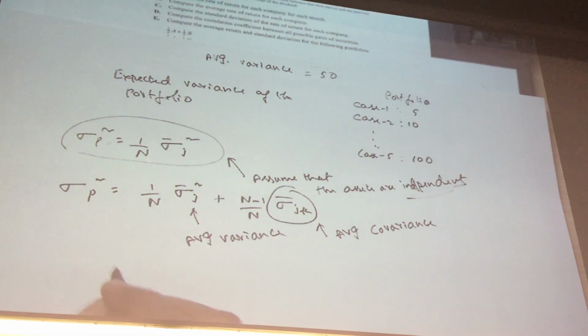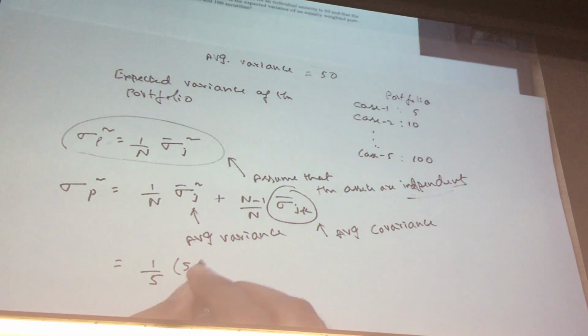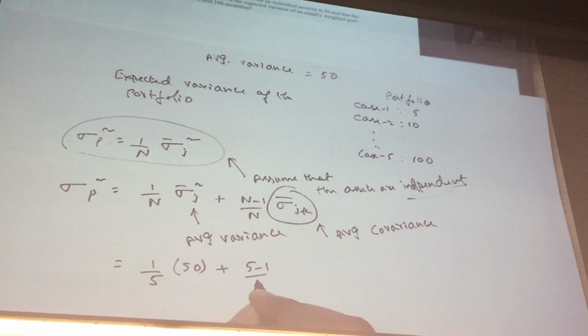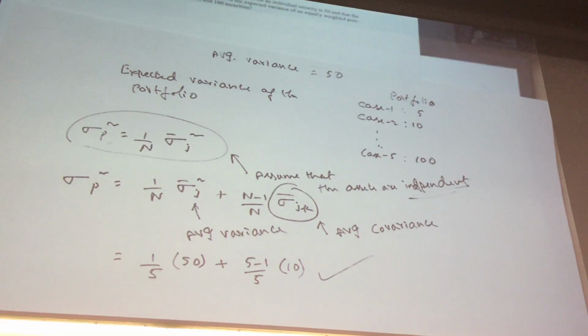And I can write this as, now I have all the data. Case 1, how many assets do I have? 5. And what is the average variance? 50, they gave. 5 minus 1 by 5. And the average covariance is also given to me, that is 10. And this will give you the variance of the portfolio when you have n assets with average variance and covariance of 50 and 10. It's a simple substitution.